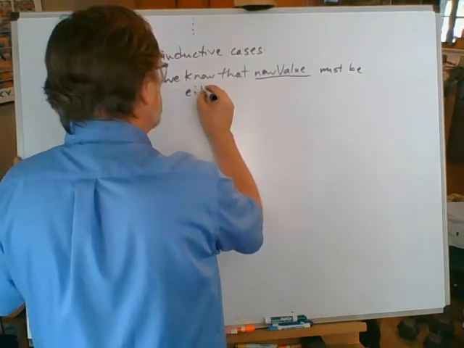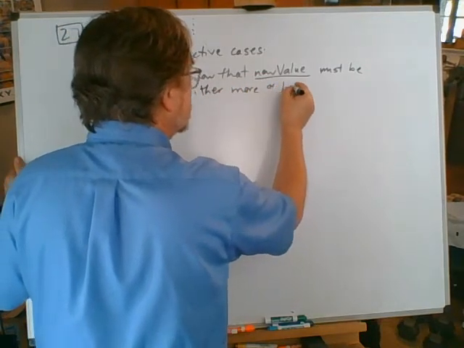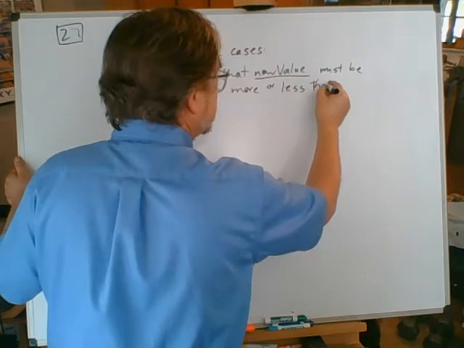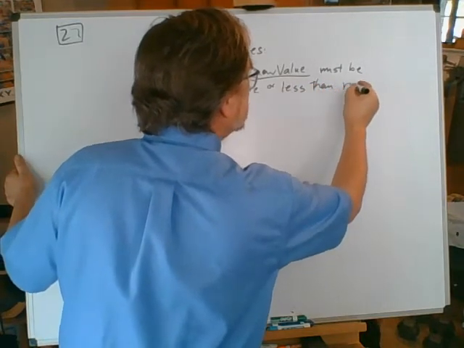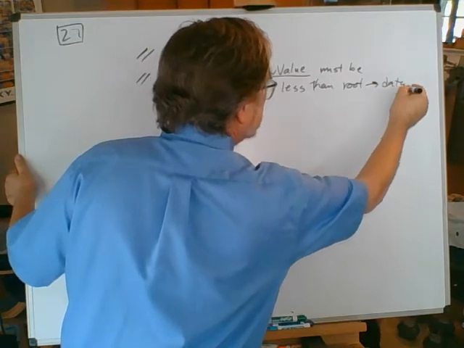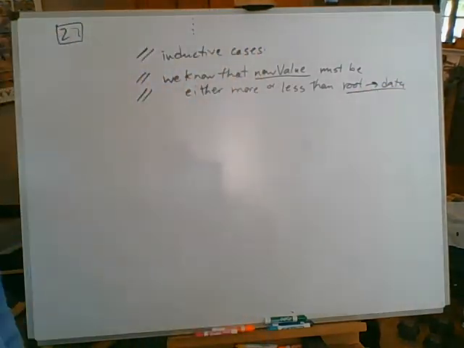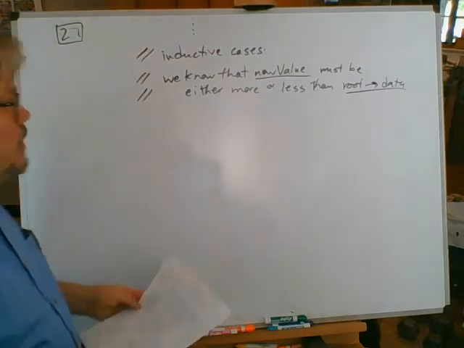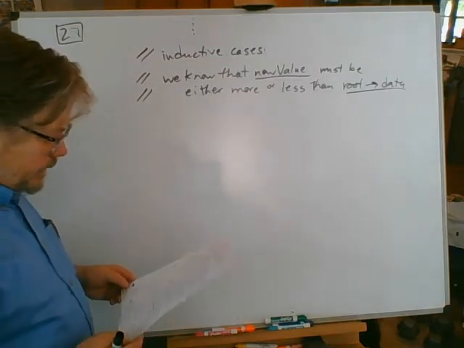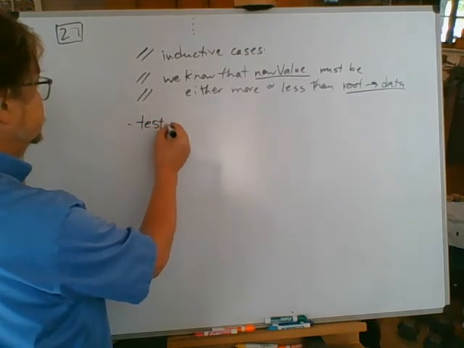We know that new value must be either, and I'll mix it up, either more or less than root arrow data at this point. We just don't know which it is. Oh no, what am I going to do? I don't know which it is. How about doing a test, an if test?